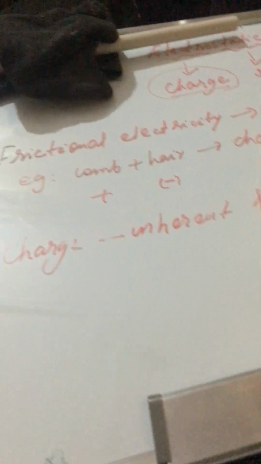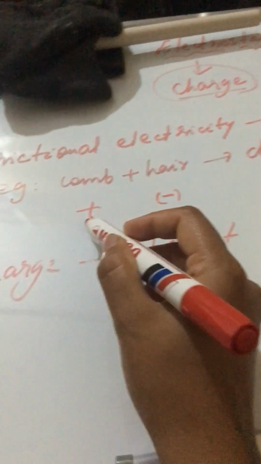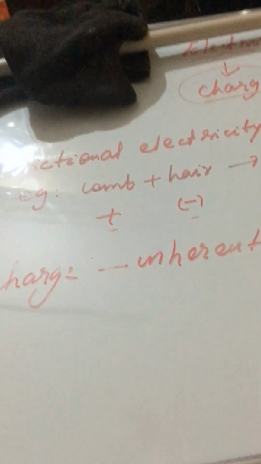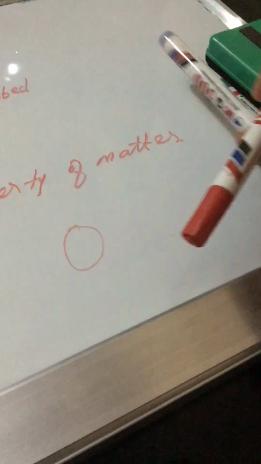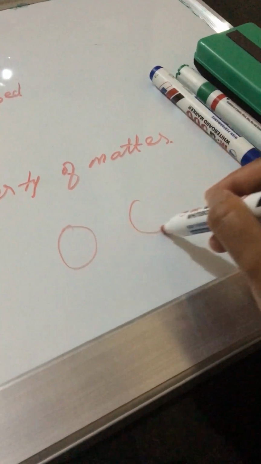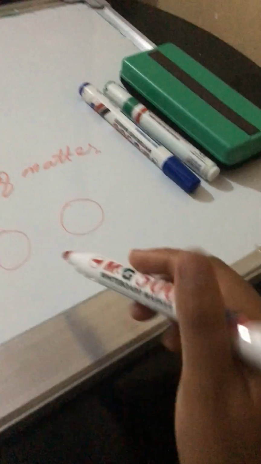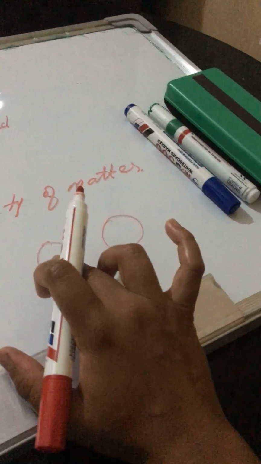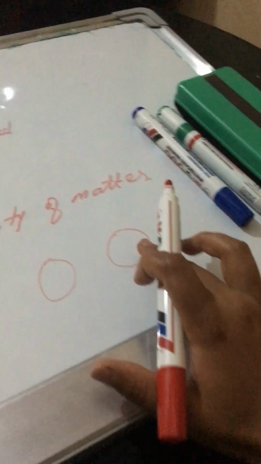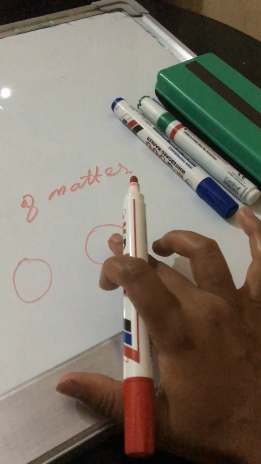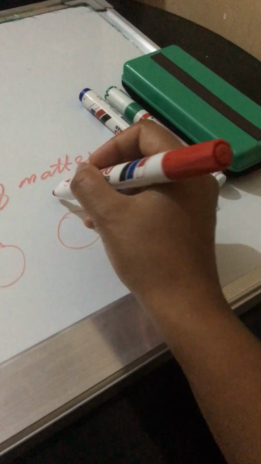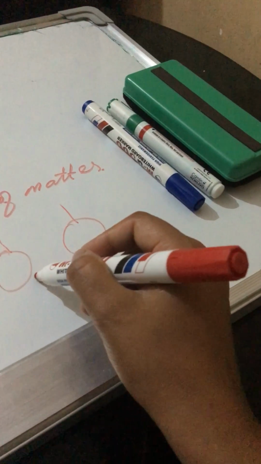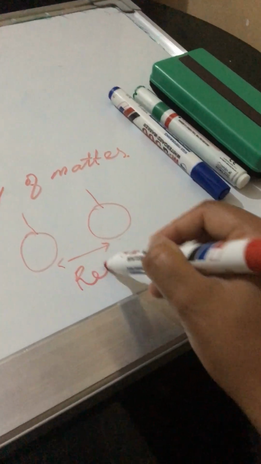So Benjamin Franklin had given the names plus and minus. Let's say, suppose here is one balloon which is charged, and here is another balloon which is also charged. Say this balloon has been charged by rubbing with silk, and suppose this balloon is also charged by rubbing with silk. Okay, now when the balloons are brought close to one another, then what will happen? They tend to move away from each other. That means what? It shows repulsion.